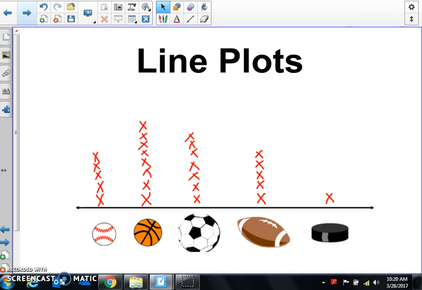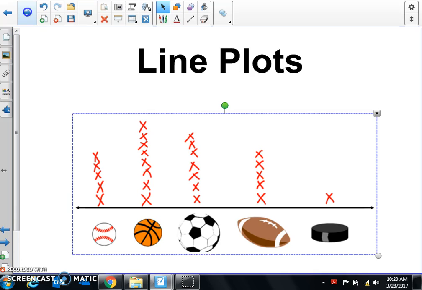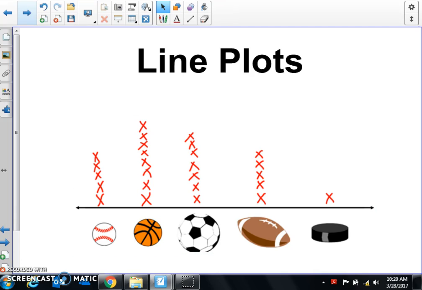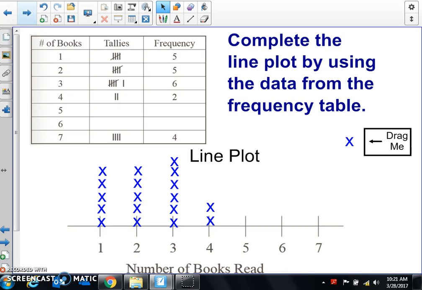All right, let's go to line plots. The way we would read this is baseball had 1, 2, 3, 4, 5 people. Basketball had 1, 2, 3, 4, 5, 6, 7, 8 people, and so forth. Okay, line plots are pretty easy. You also use a frequency graph.